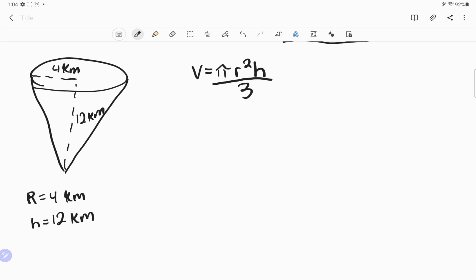This might be the one equation that you guys might have trouble remembering. But if you can remember the equation for a cylinder, just make sure that whenever you do a cone, you write the cylinder equation, right?